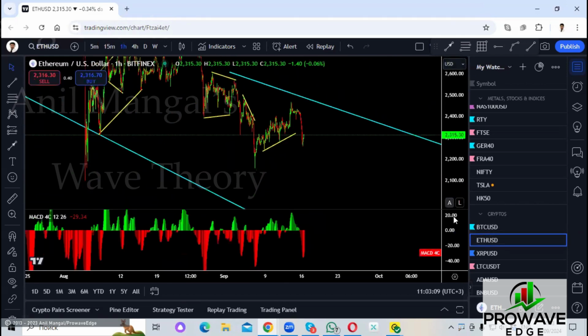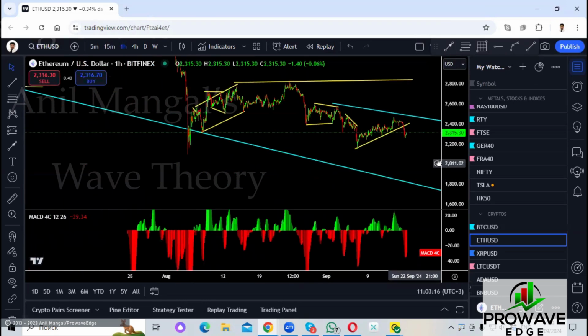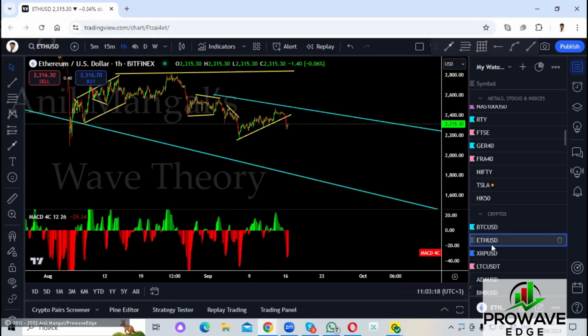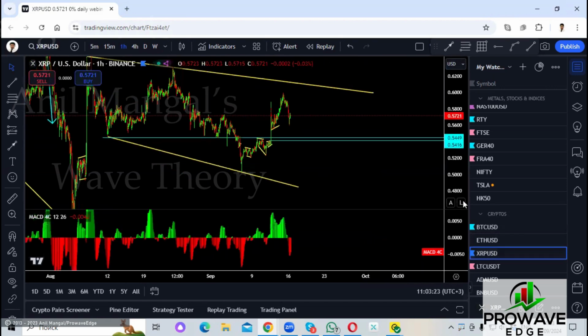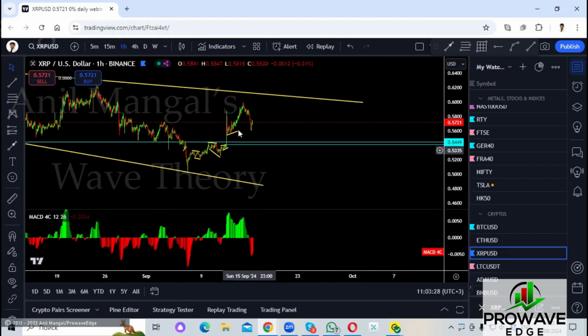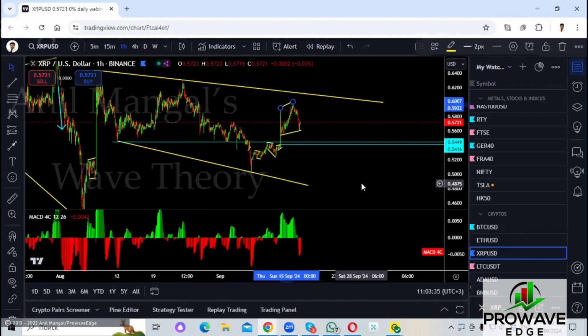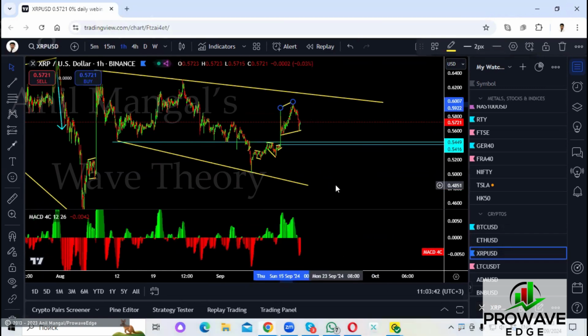Ethereum. Yep, this is mostly downside. I don't see this going back up, so this is mostly downside. You're getting a running flat here, and that's one more up. Look for a buy setup here. Maybe this will break out, so look for a buy setup.